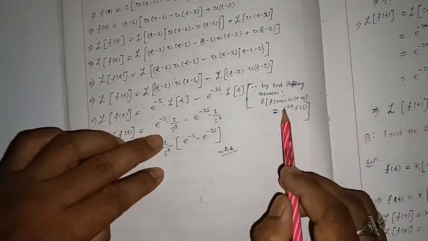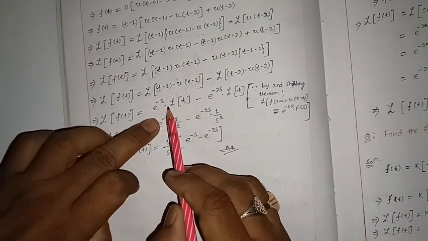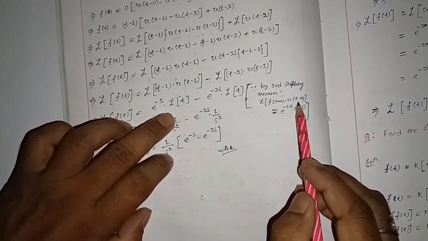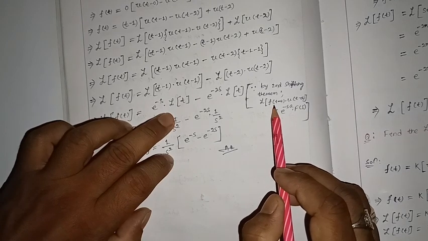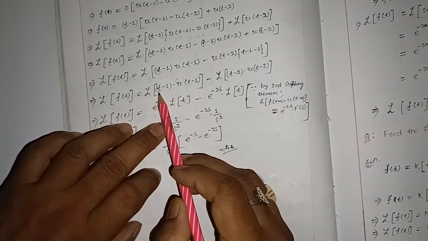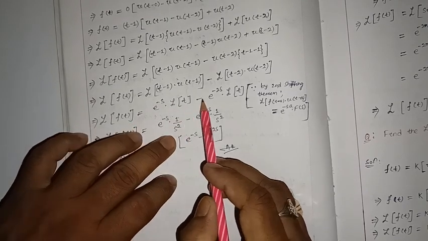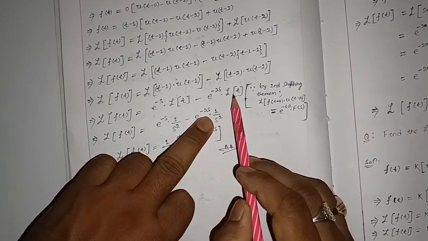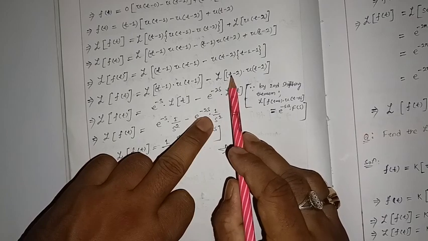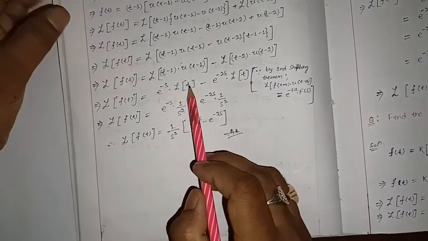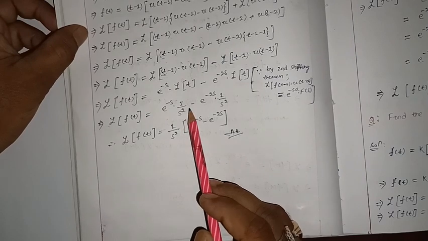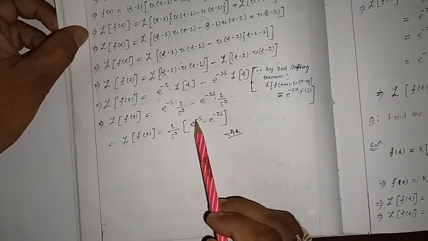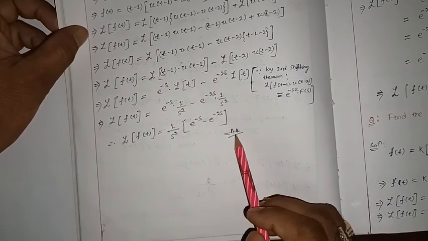Now the answer will be e to the power minus s into 1, that is e to the minus s into the Laplace transform of f of t. Here f of t is nothing but t, only t. For the second term, here a is 2, so e to the power minus 2s into the Laplace transform of t, because here f of t is also t. The Laplace transform of t, we know, is 1 by s square. So we get e to the minus s into 1 by s square minus e to the minus 2s into 1 by s square. Taking 1 by s square common, the answer is (e to the minus s minus e to the minus 2s) by s square.